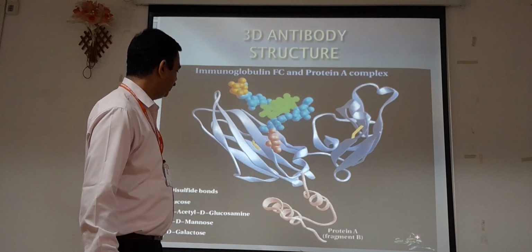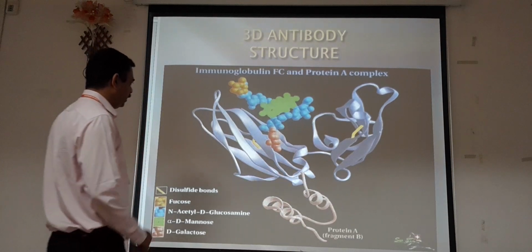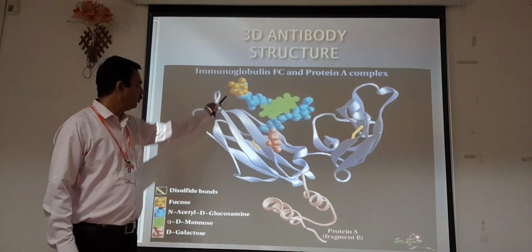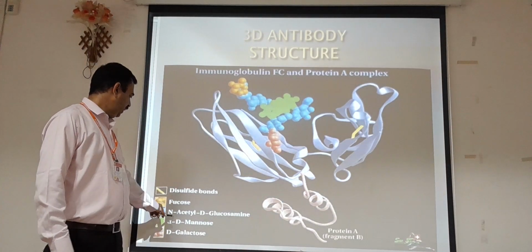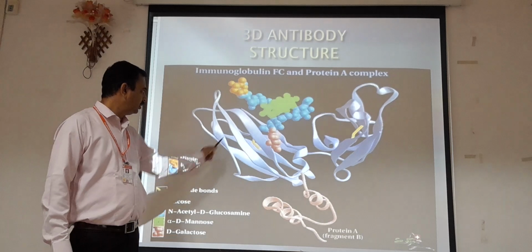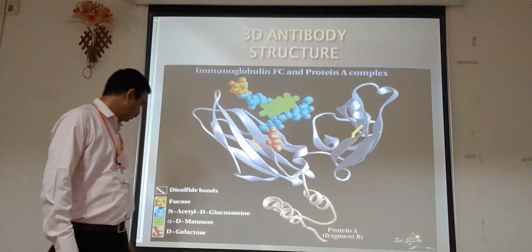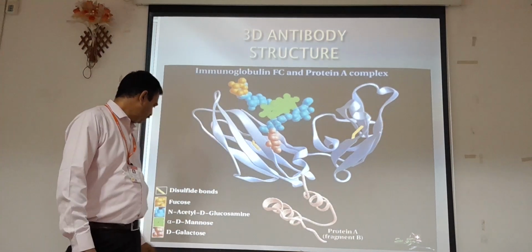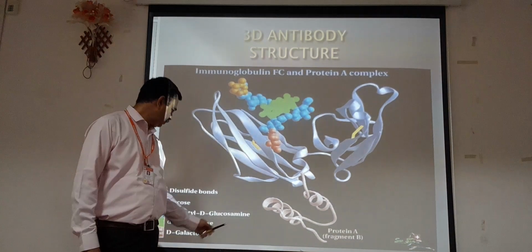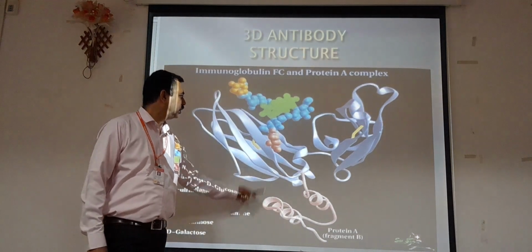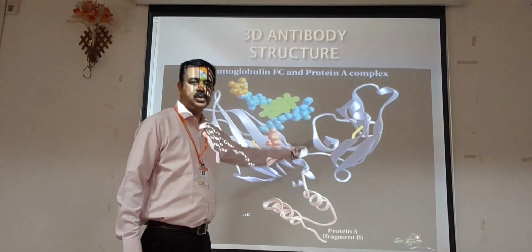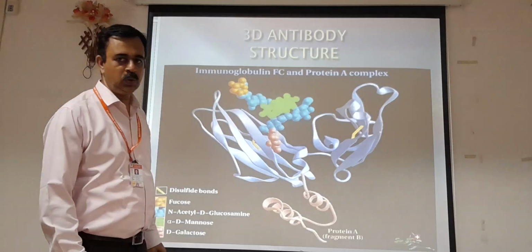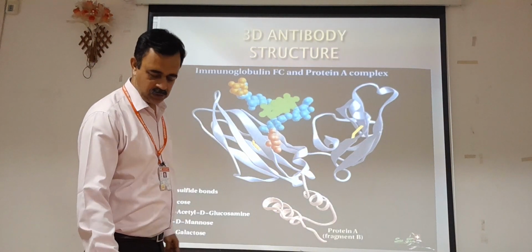Now, this is the 3D structure of antibody. You can see these are the disulfide bridges which are attached over it. Fucose moiety which is present over here. N-acetyl D-glucosamine, the sugar. Alpha D-mannose here, and D-galactose, again a sugar which is present over here. Okay, so this is nothing but a glycoprotein molecule. Why glycoprotein? Because it contains sugar moieties as well as proteins.